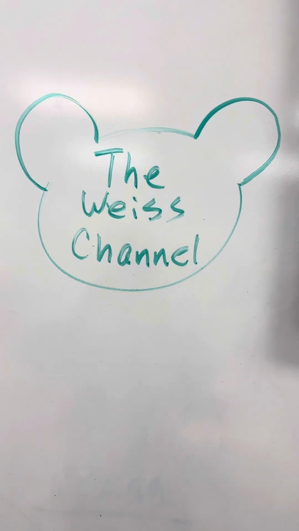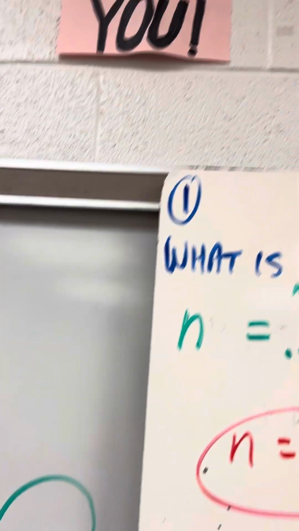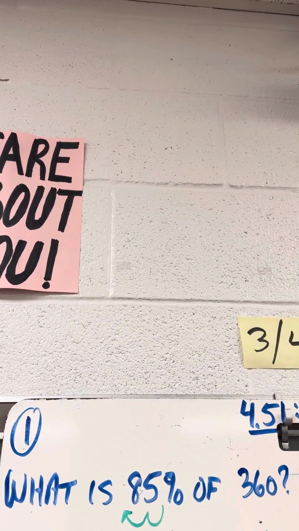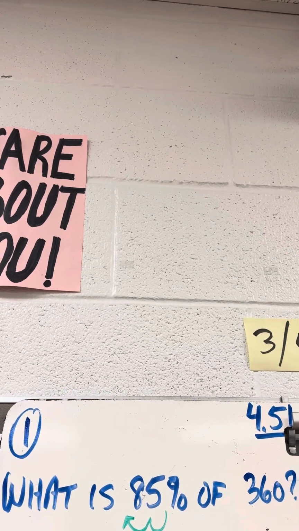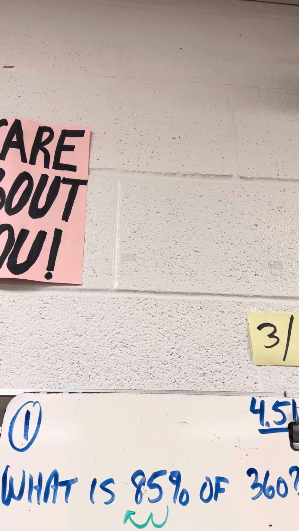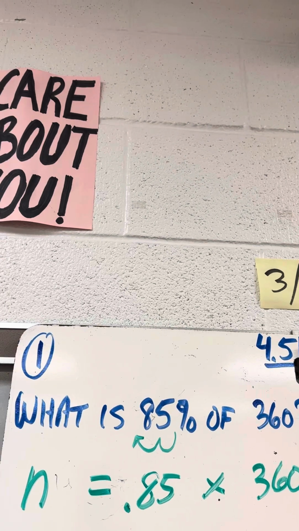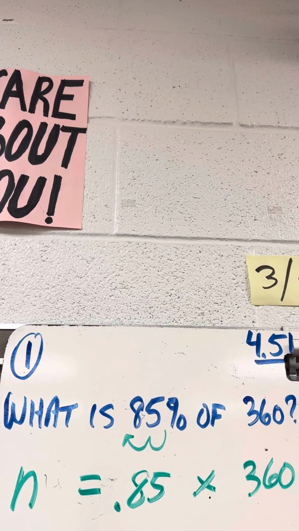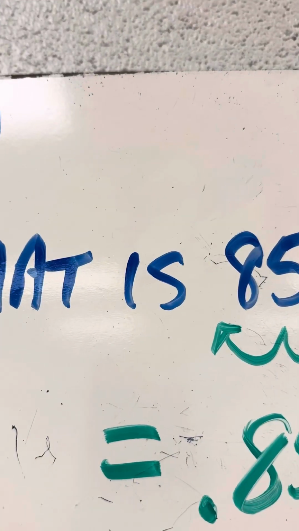This is an introduction to percent. So if I said, for example, what is 85% of 360? The way I do it is whenever I see the word what, or what number, or what percent, I replace it with an N for number. Is means equal, right? 4 plus 5 is 9. 4 plus 5 equals 9. So whenever you see is, replace it with equals, okay?